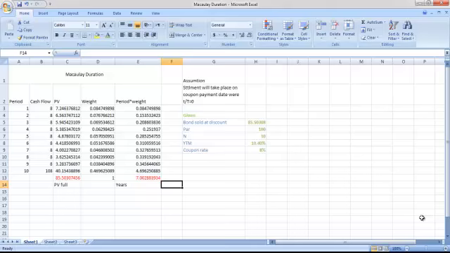Let's start with what duration or Macaulay duration means. It means the duration or the period I hold as a bondholder. I hold the bond where I realize the yield to maturity even if interest rates change during this period.